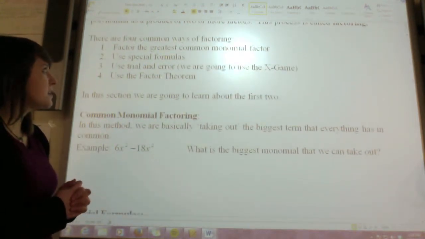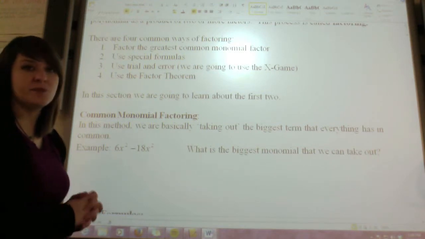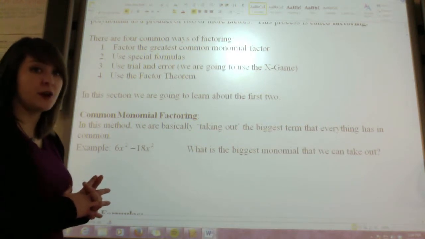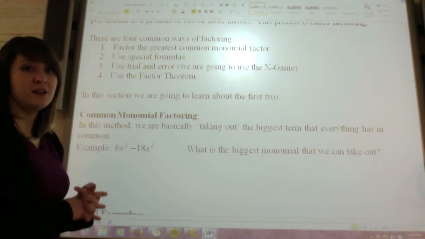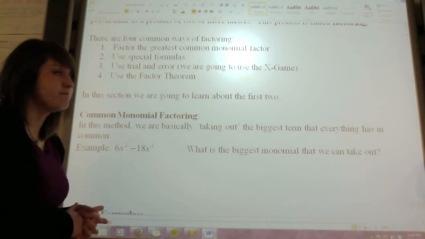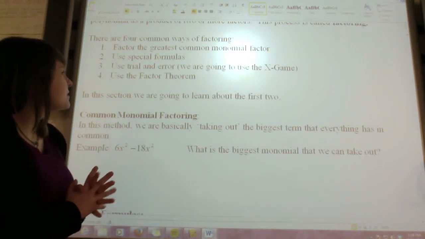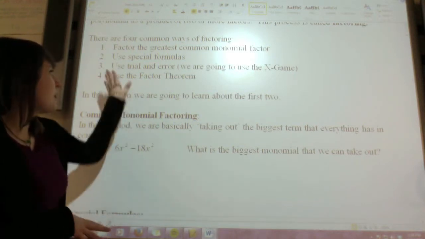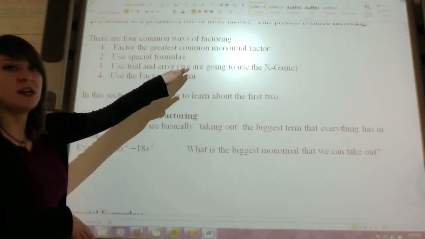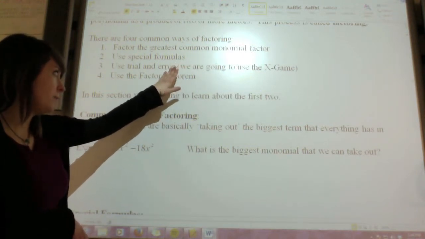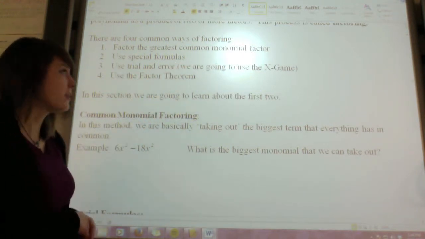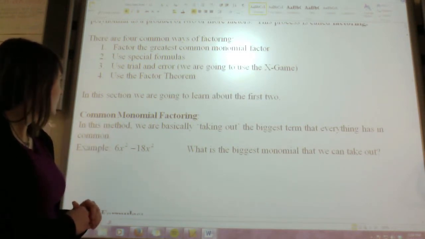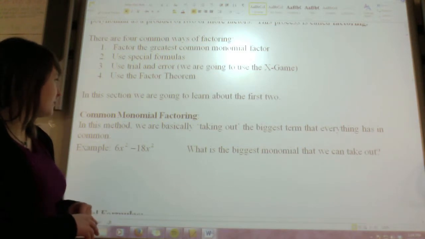You can factor the greatest common monomial factor out, so that's just pulling the biggest factor that everything has in common out, which is where you normally start. You always start with pulling the largest factor out that you can. Okay? You can use special formulas, which is what we're going to talk about in here. You can use trial and error, which we use the X game for in my class, but some people just do a trial and error method. And you can use the factor theorem, which we'll talk about later. In this section, we're going to learn about the first 2.